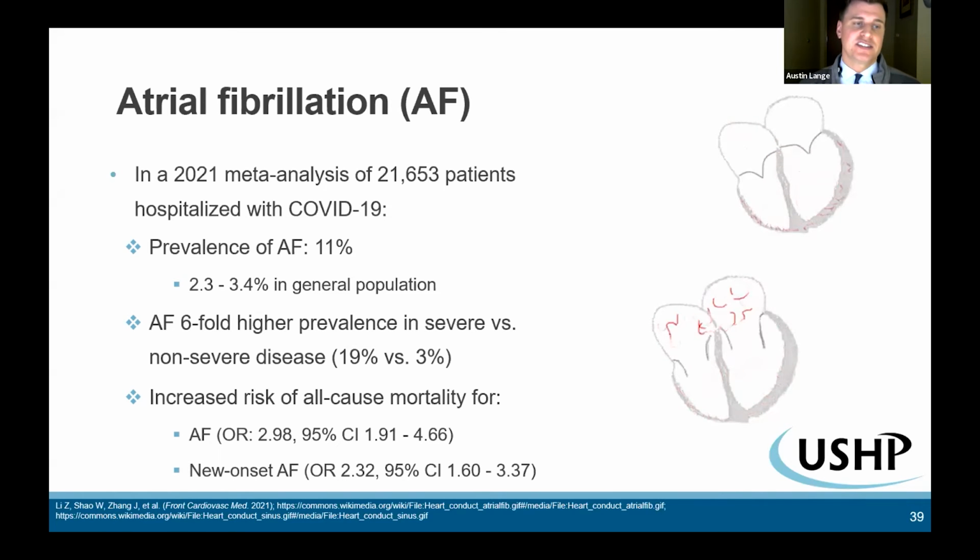There was also a 6-fold higher prevalence of atrial fibrillation in those with severe disease versus those with non-severe disease. And the mortality associated with atrial fibrillation was much higher in atrial fibrillation patients. The odds ratio of all-cause mortality was 2.98 in patients with existing atrial fibrillation, and it was 2.32 in patients with new onset. So, definitely an important thing to keep an eye on and make sure we're addressing appropriately.